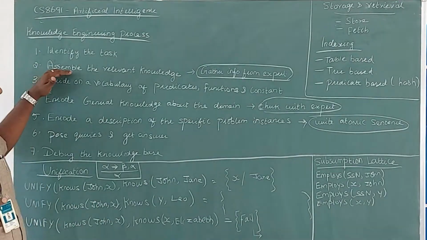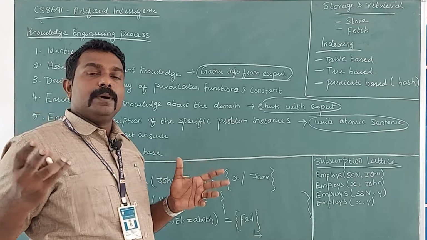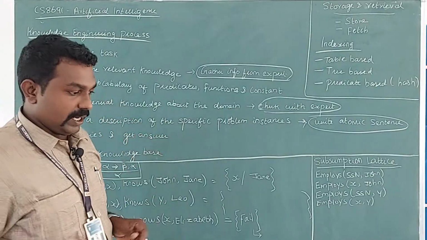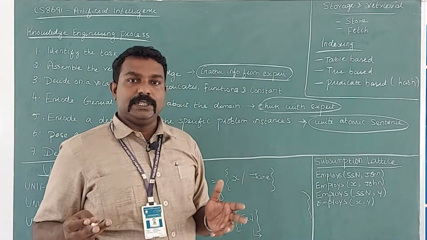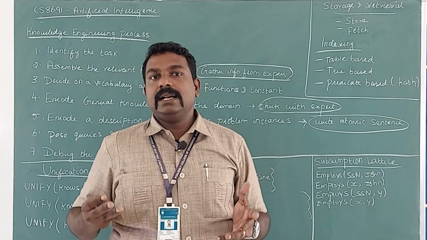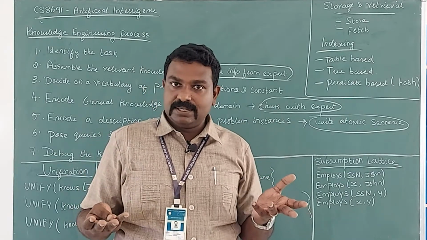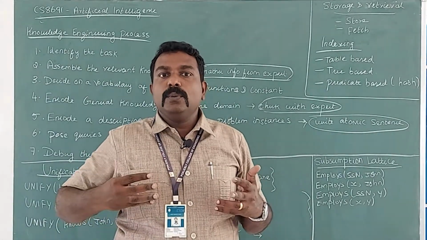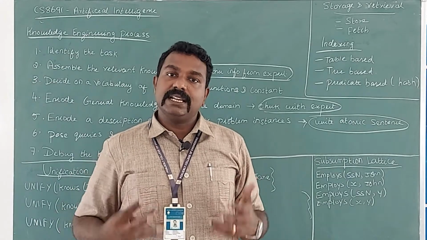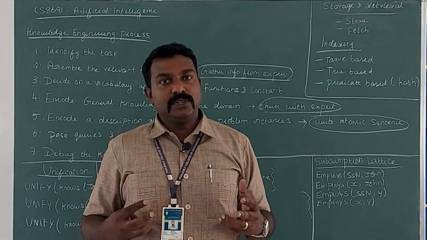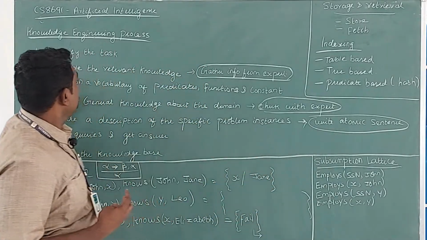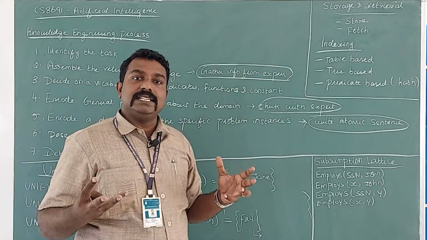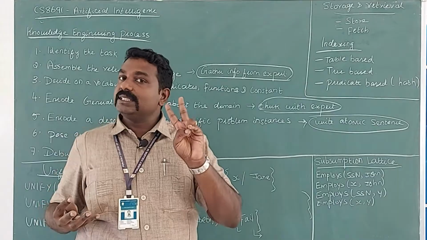Second, you have to assemble the relevant knowledge with the help of the expert. Second task is assemble relevant knowledge. There will be certain experts who have already designed an information system about our college. So, rather than studying new information about our college, if you just interact with an expert who has already done this work, you can gather more useful information. So, the second step is assembling the relevant knowledge with the help of an expert who has already gathered the information in that same domain. So, this is step 2.